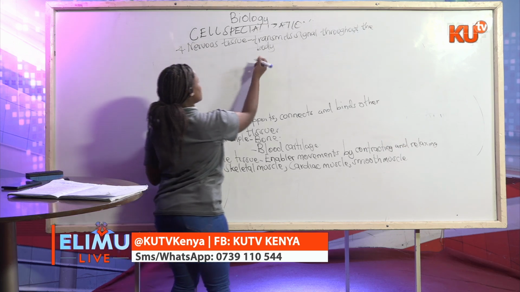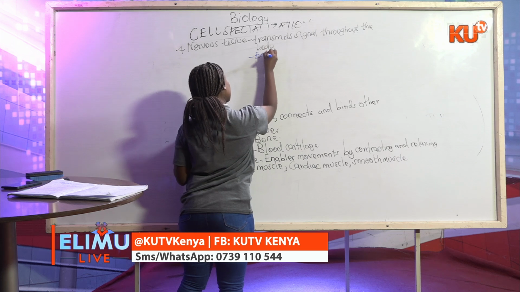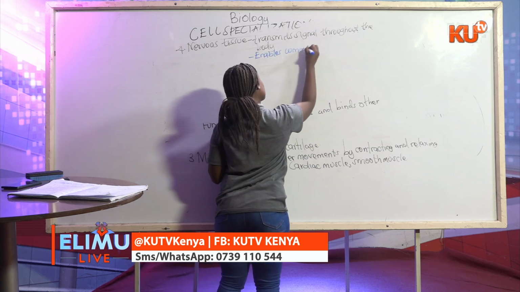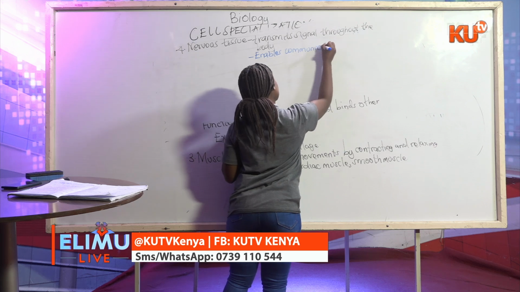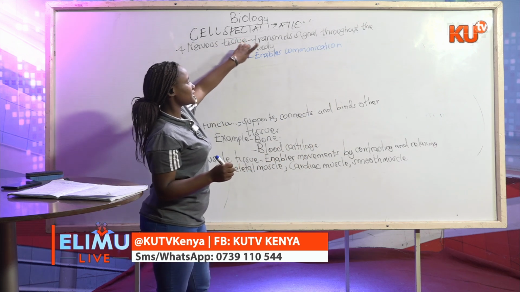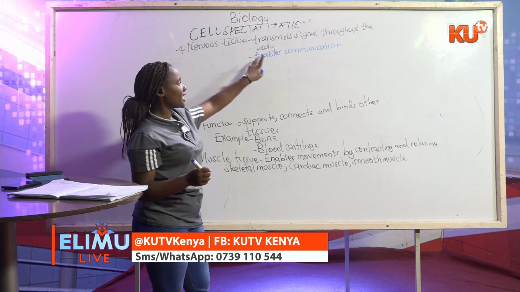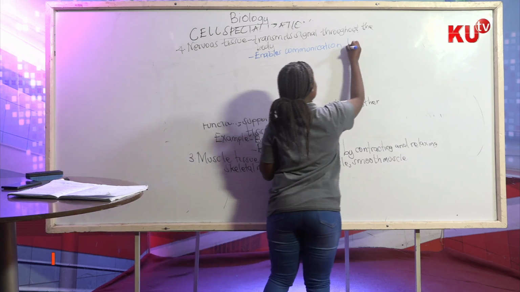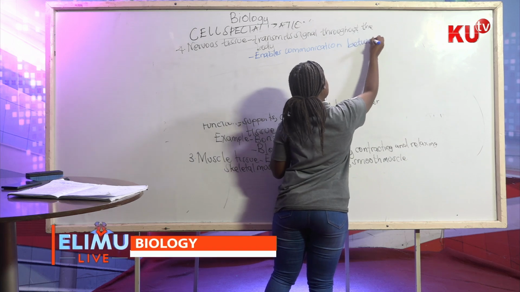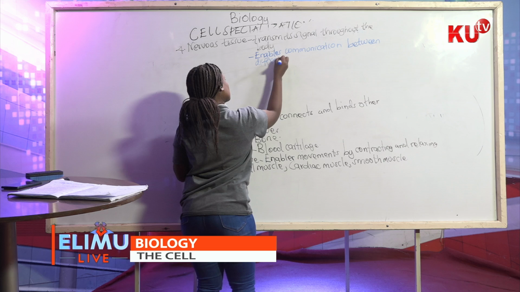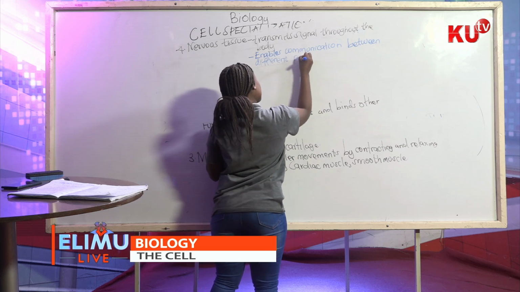So the nervous tissue enables communication. Nervous tissue, one function transmits signals throughout the body. The second one enables communication between different parts of the body.